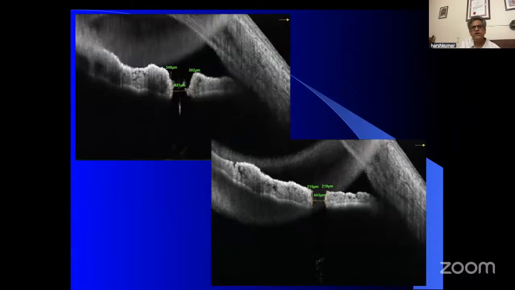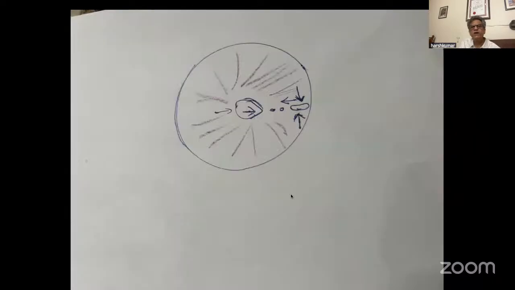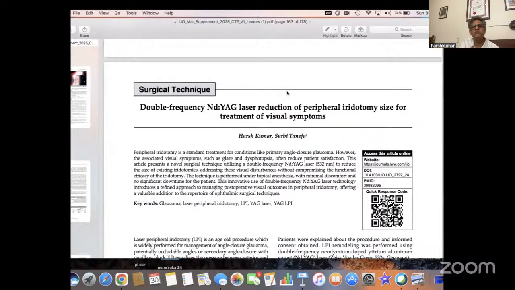As you can see over here, the narrowing. But remember that in such cases, please don't be away from the pupil, because otherwise the pupil will get enlarged in a particular fashion, and that will be trouble. So this paper was just published in this March issue of the Indian Journal of Ophthalmology in the innovative sections.